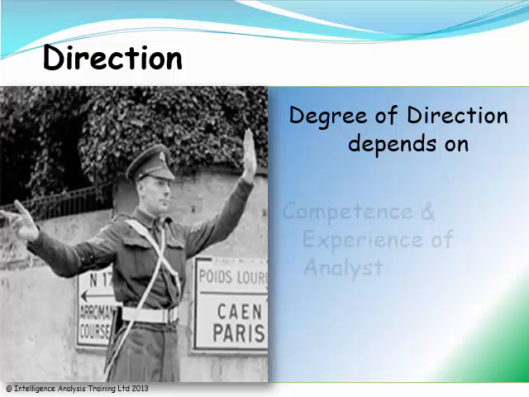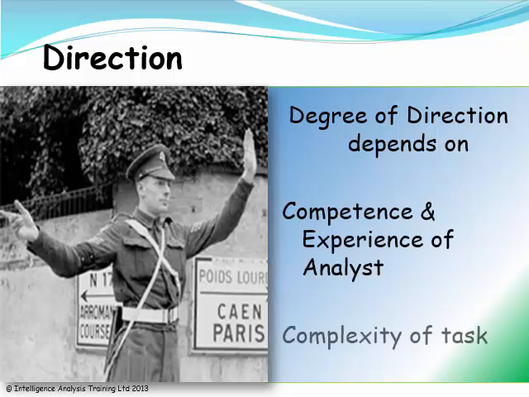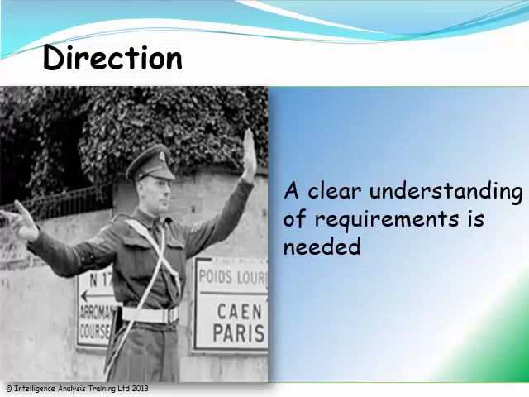The degree of direction will depend upon a number of factors, specifically the competence and experience of the analyst and the complexity of the task. A competent and experienced analyst should only require minimal ongoing direction. Practically, direction is a thread that runs throughout all stages of the intelligence cycle. When initial direction is given, it is important that both parties, the manager and the analyst, have a clear understanding of what is required and what will be produced, negotiating timescales, resources and any limitations. Failures in communication at this stage can result in all parties being disappointed.